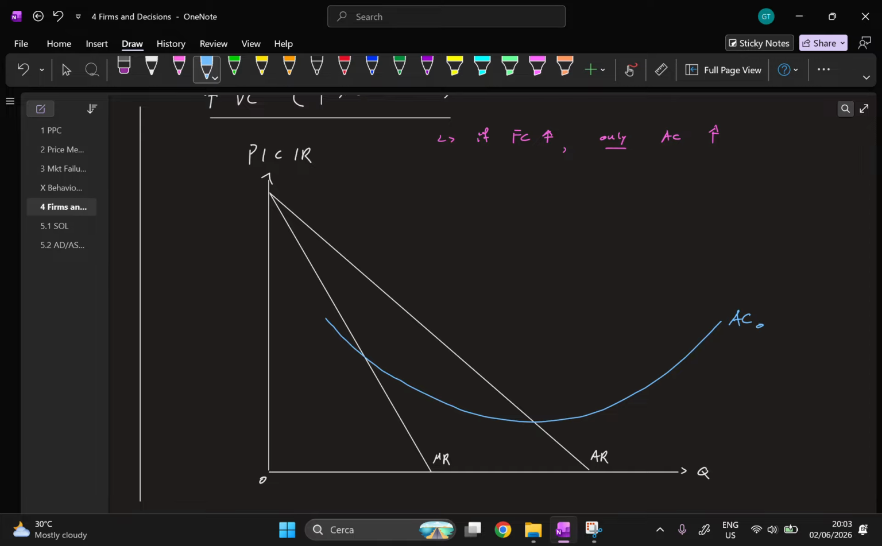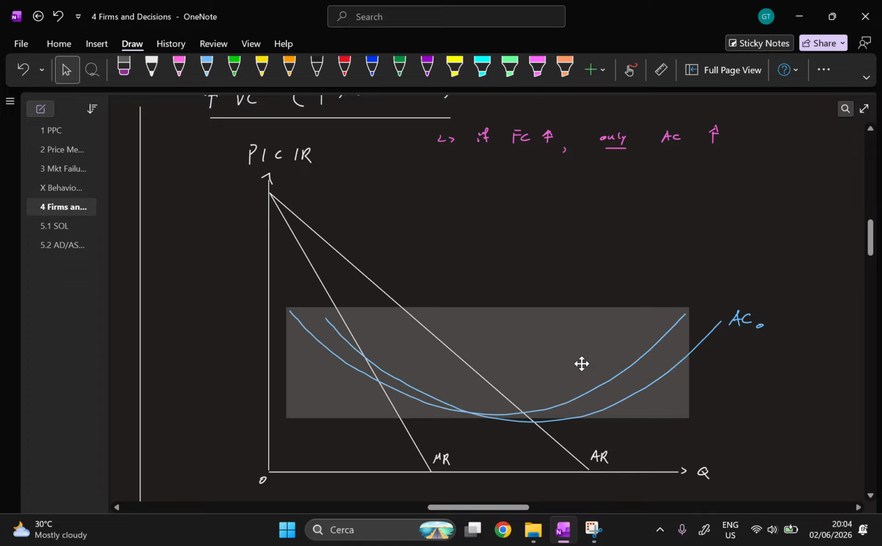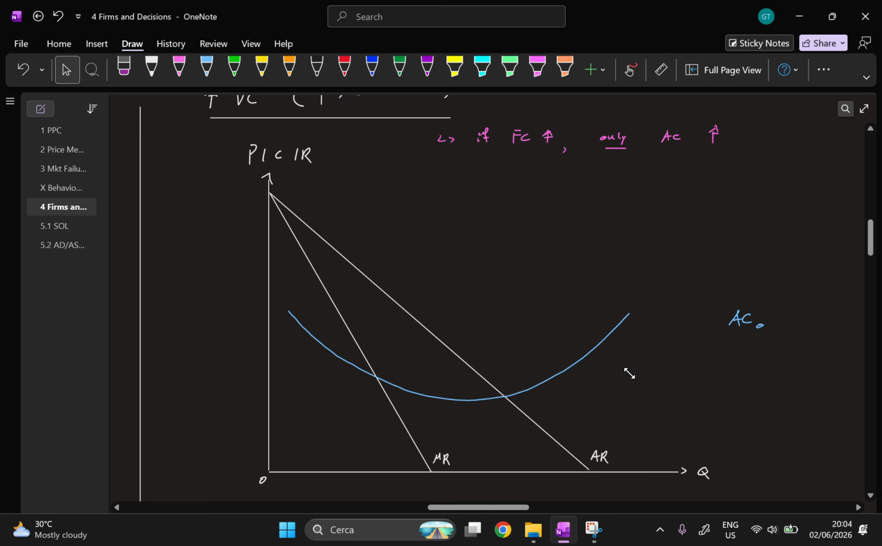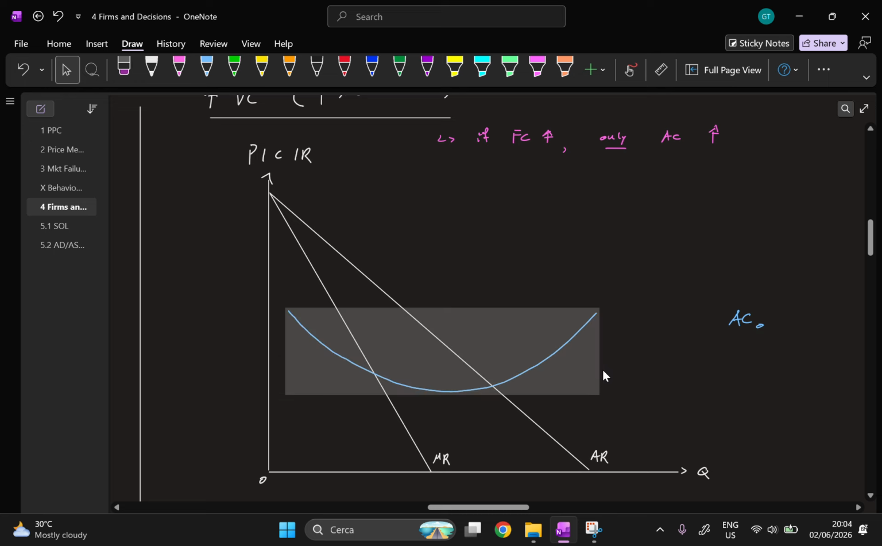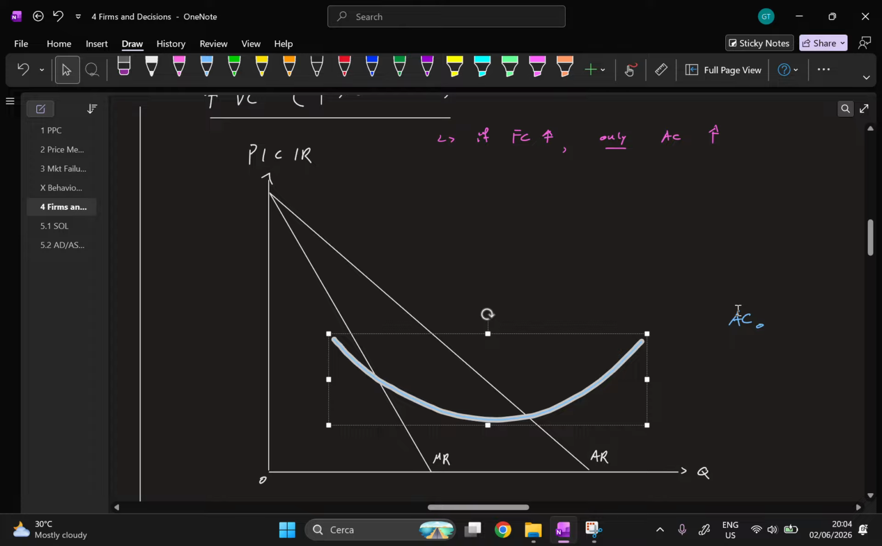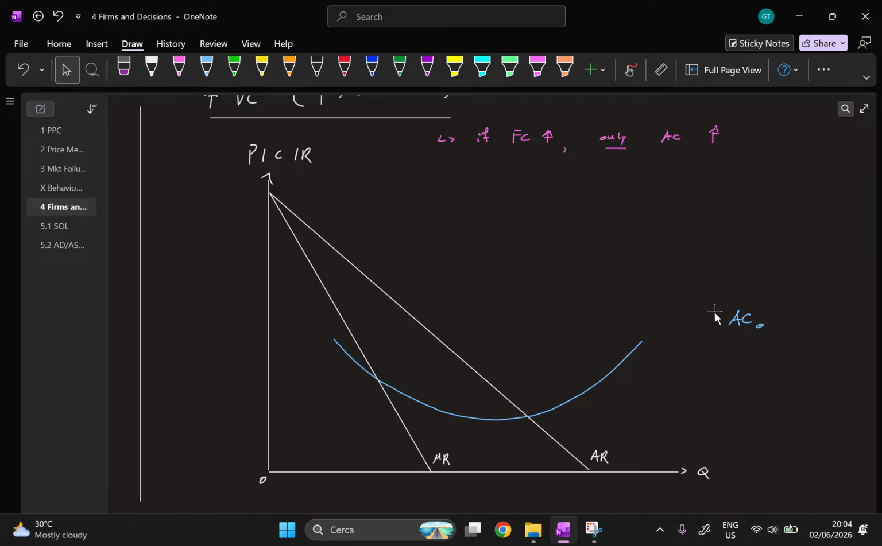AC naught. Okay? Actually, I'm going to shift this thing a little bit to the left. Sorry, let me shift this to the left real quick and make it a bit smaller. Okay, that's perfect. And let us shift this label as well. Okay, so my MC once again is going to intersect AC at the lowest point. So it's going to look a bit like this.